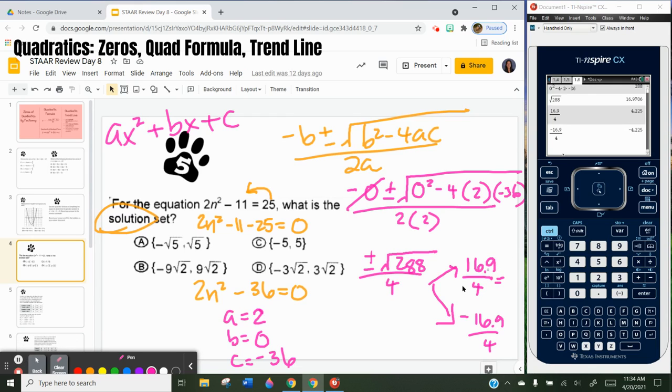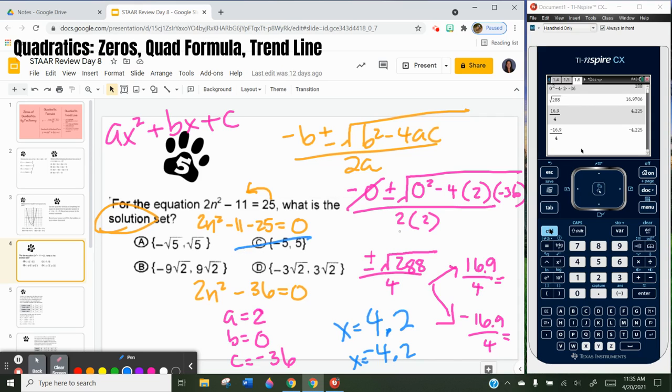So here I typed in 16.9 over 4 and negative 16.9 over 4 to get my two solutions. So my first solution is going to be 4.225 or 4.2 and a negative 4.2. So here are my two solutions. Now my goal is to figure out which of those matches. Now if you look at C, it just says negative 5, positive 5, which we did not get.